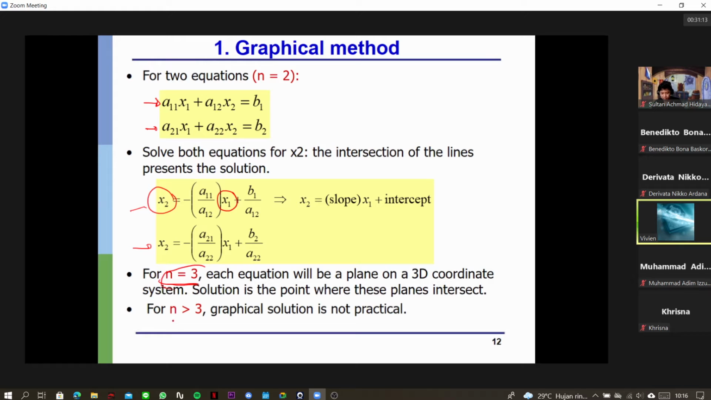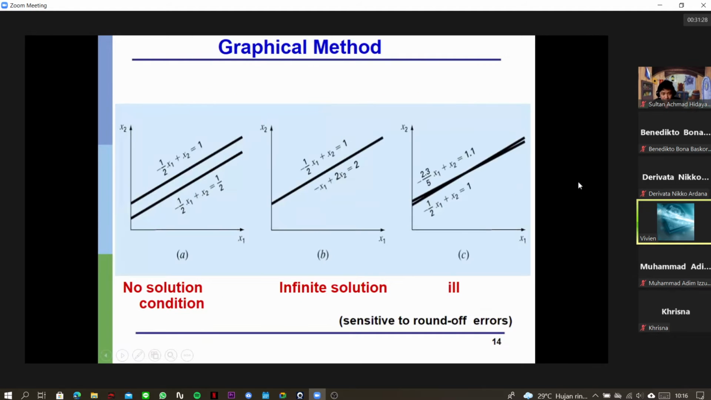Now, what if we have n greater than 3? Say we have 1,000 equations. How to do the graphical solution? This is not practical at all. So what we can do now is find other methods, which are Cramer's rule and the method of elimination.